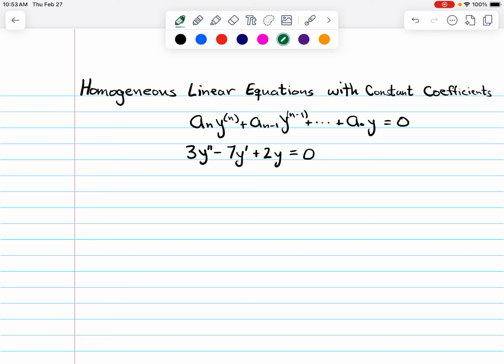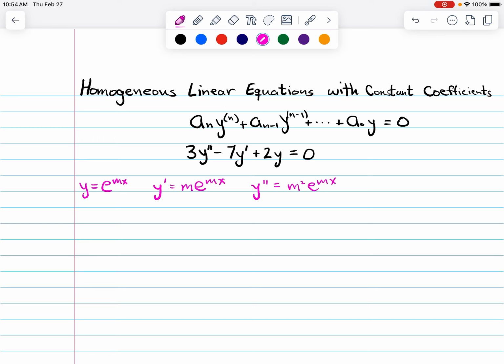Now, I want to start off solving this one by just assuming a solution to be y equals e to the mx. Let's just assume that to begin with. Now, let's see where this takes us. Well, the first derivative then would be m e to the mx. And the second derivative would be m squared e to the mx.